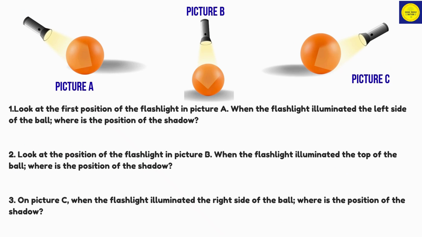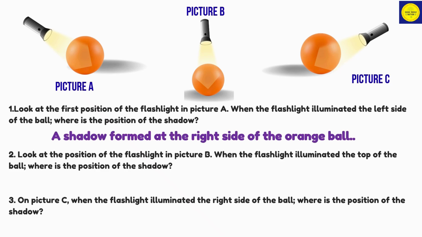We have here 3 pictures. Picture A, Picture B, and Picture C. Question 1. Look at the first position of the flashlight in Picture A. When the flashlight illuminated the left side of the ball, where is the position of the shadow? A shadow formed at the right side of the orange ball.